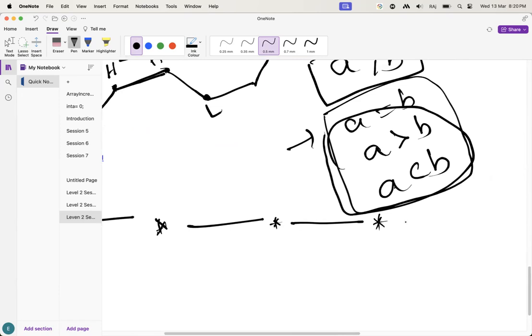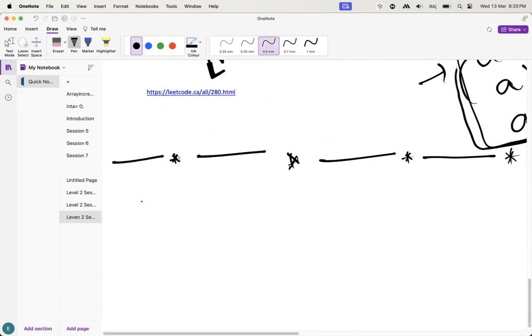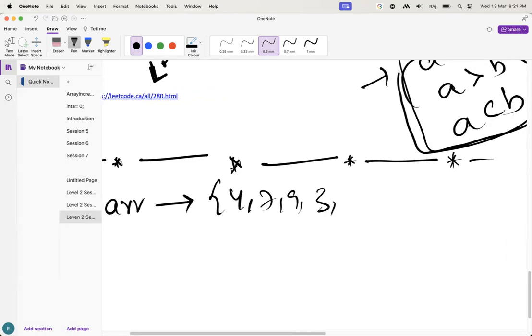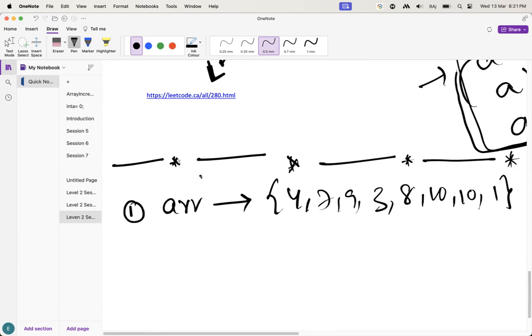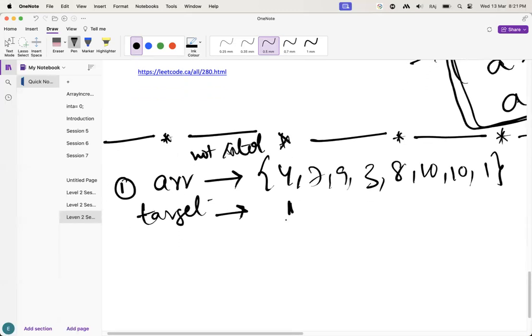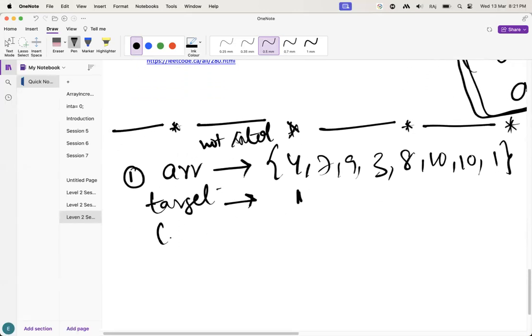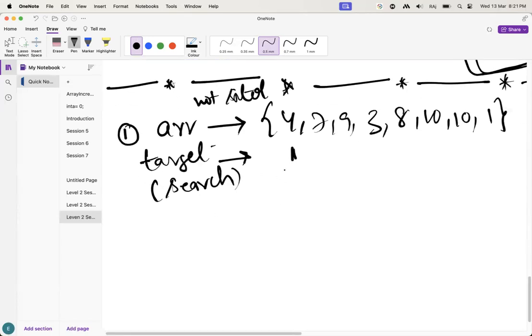Before that, I want to tell you one thing. If you want to search for an element in a given array, let's suppose I have given one array: 4, 7, 9, 3, 8, 10, 1. This is not a sorted array. I want to find the element 1. Finding an element is called a search. What are the possibilities to search this element?